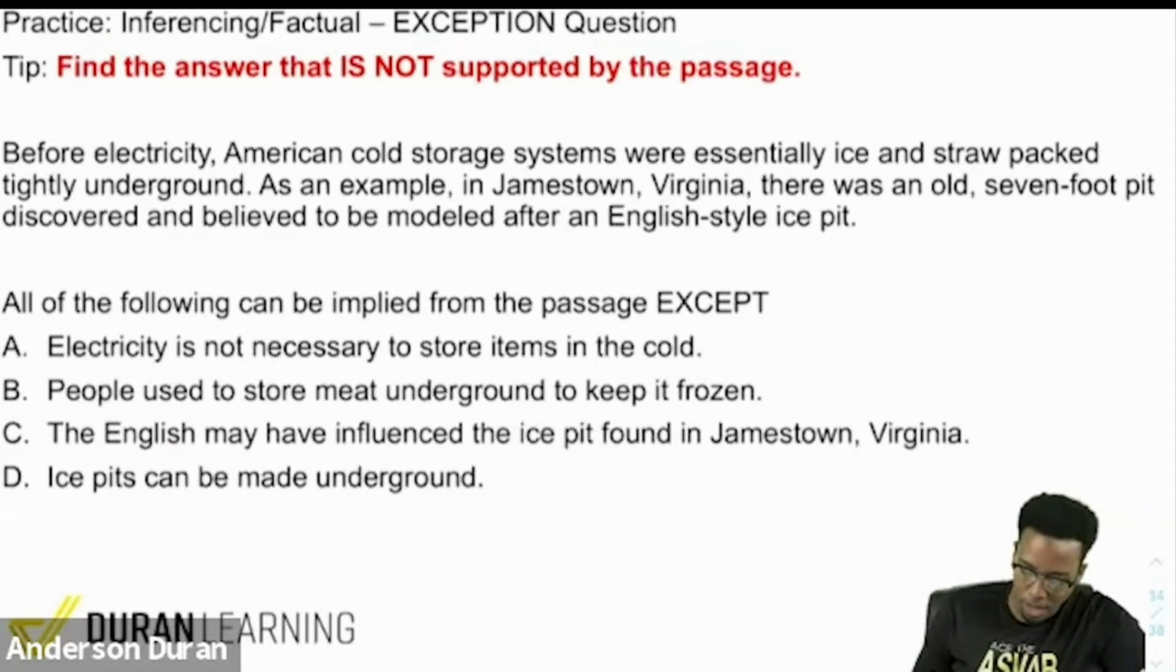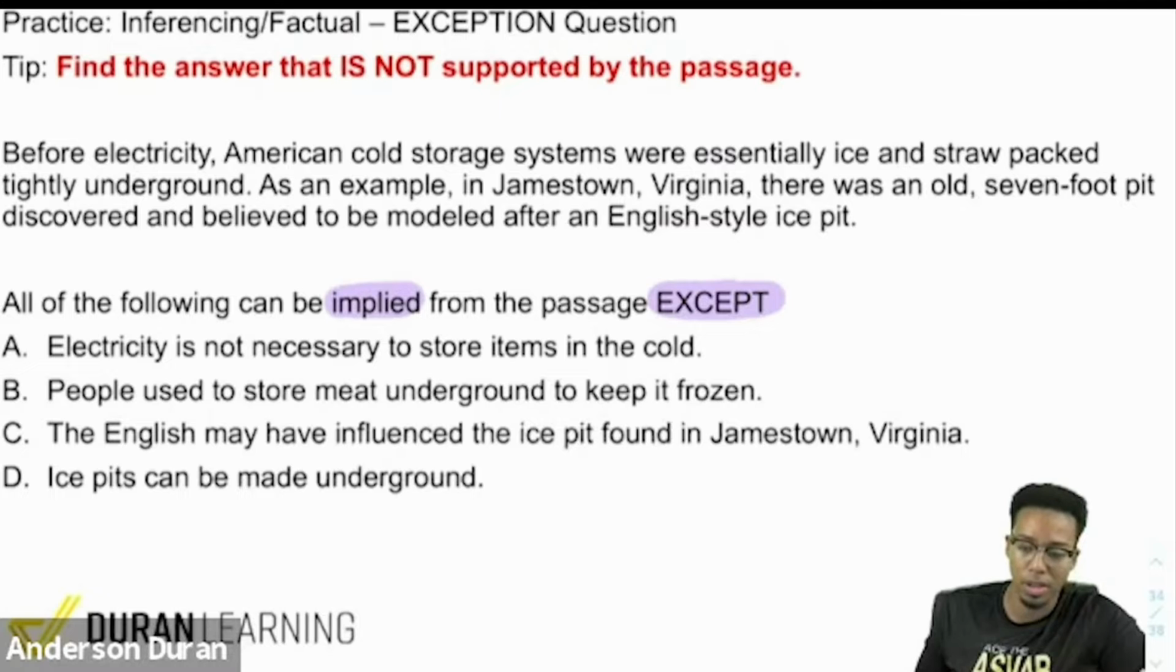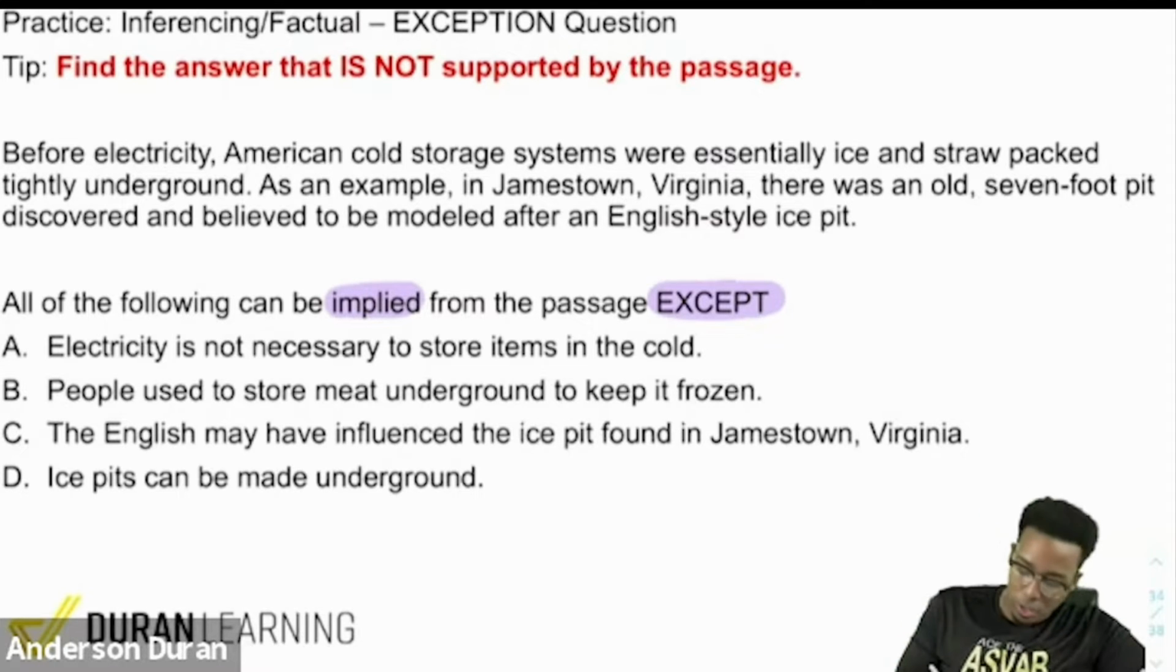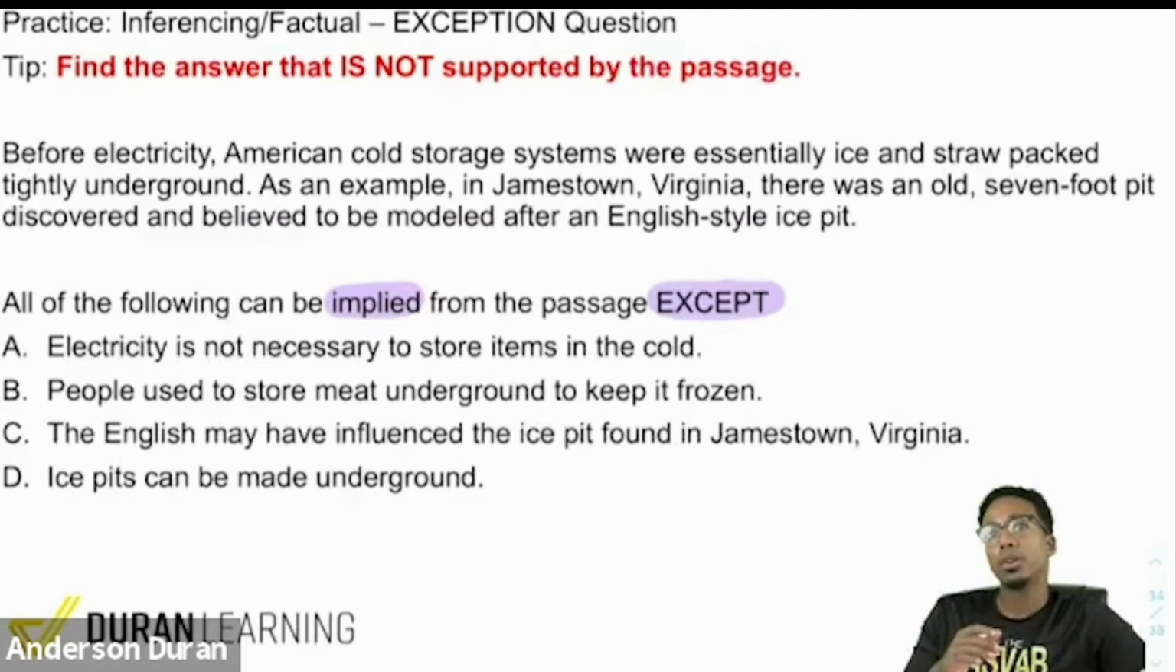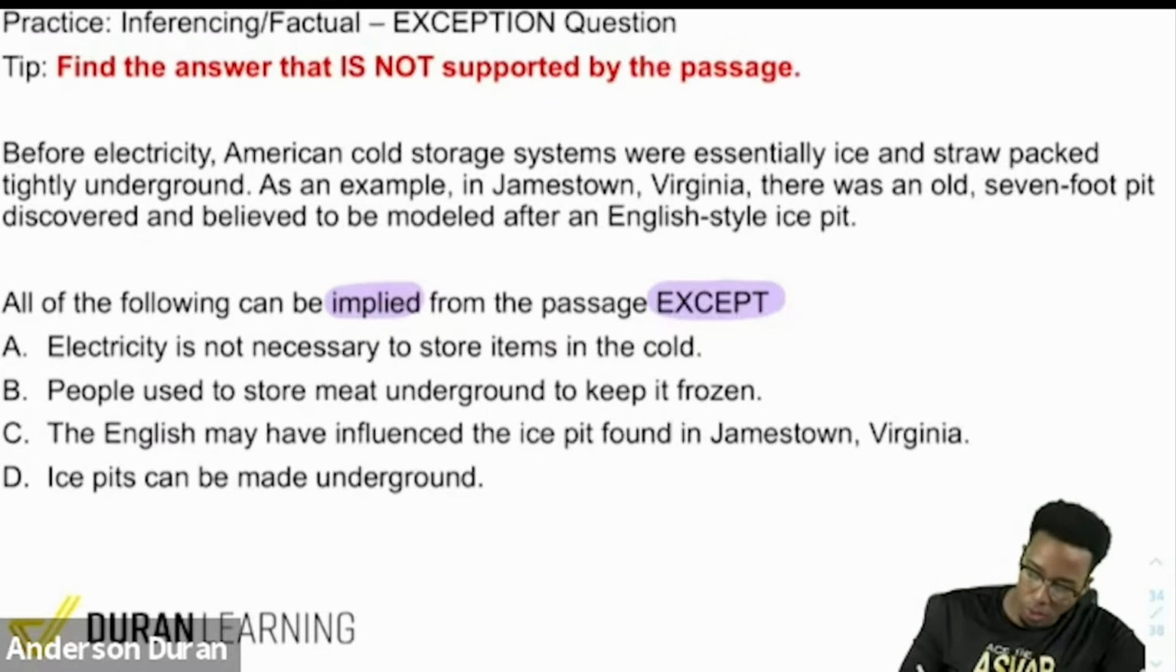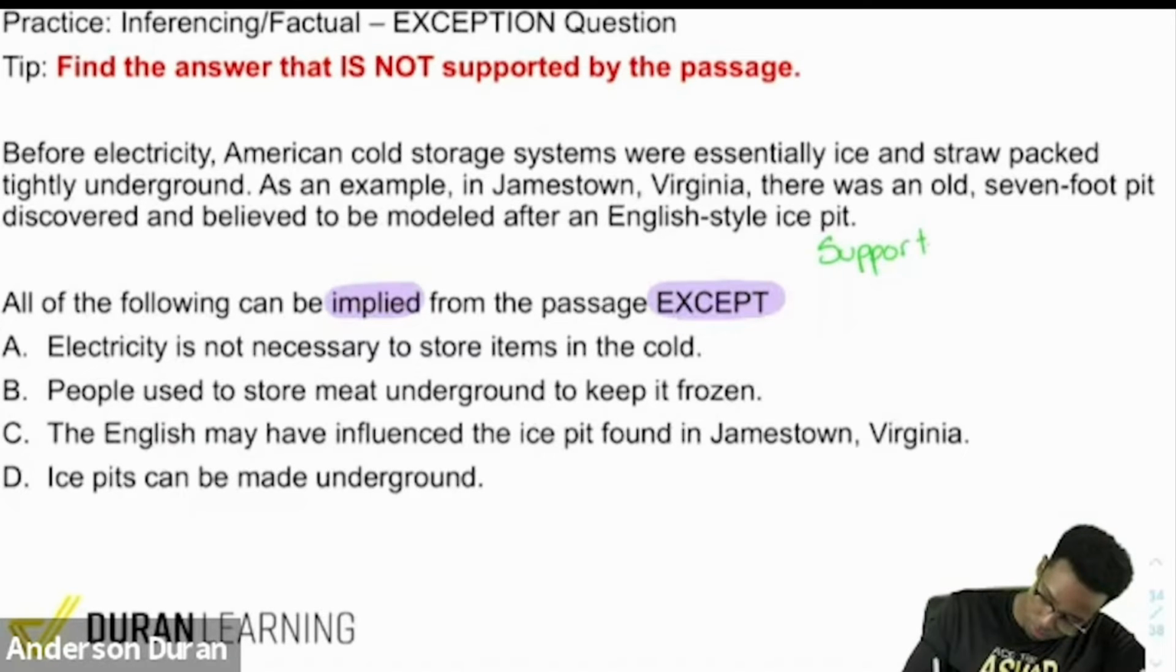All of the following can be implied from the passage except. So one more time, all of the following can be implied from the passage except. So exception question, that gives it away. What can we imply except? So what this means is we're going to have answer choices that are going to be supported and those that are not going to be supported. Which one of those are we looking for as the correct answer, everybody? The choice that is supported or not supported? Right, we're looking for the one that's not supported. Correct.